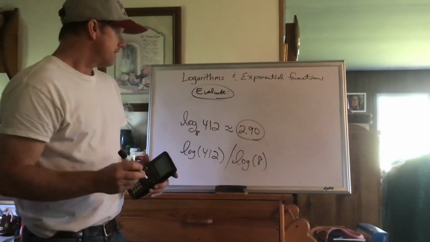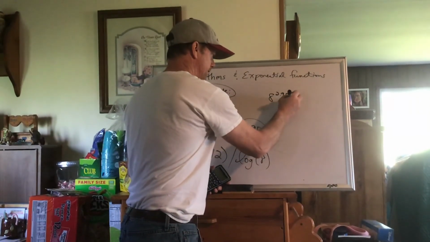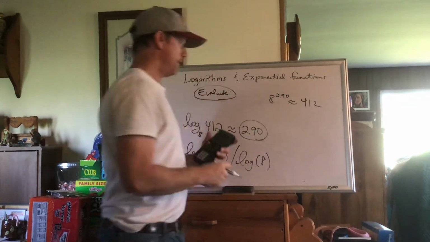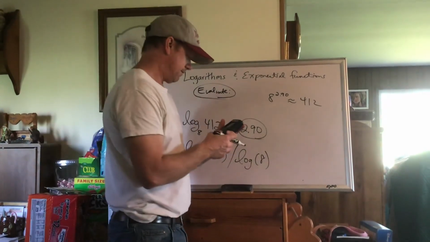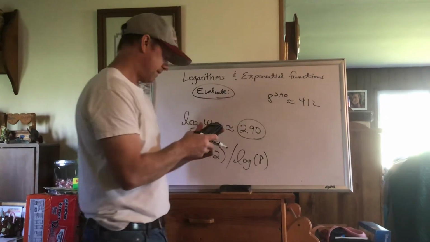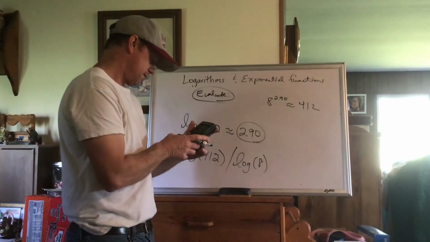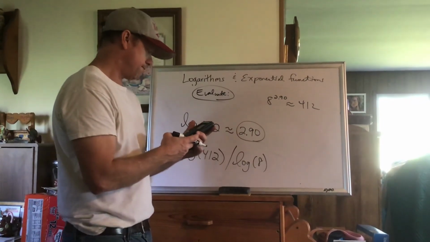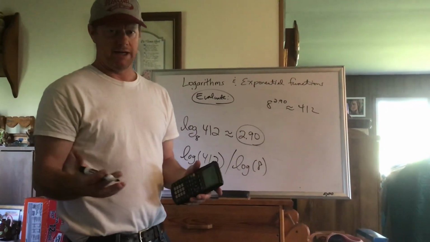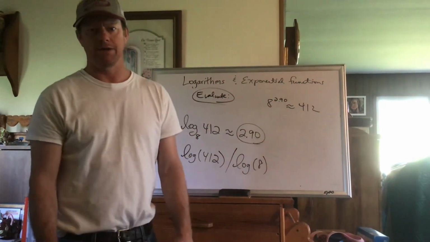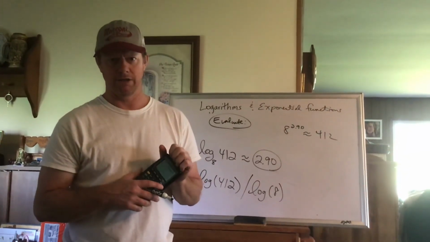And if I want to see if that answer makes sense, 8 to the 2.90 should be really close to 412. 8 raised to the 2.9 is close to 412. Did I type that in right? Log of 412 divided by the log of 8. Yeah. And it is close to 412. Why is it not exactly 412? Because once again, we rounded our answer. So that's what I got for you today on logarithms and exponential functions, and we'll continue tomorrow.